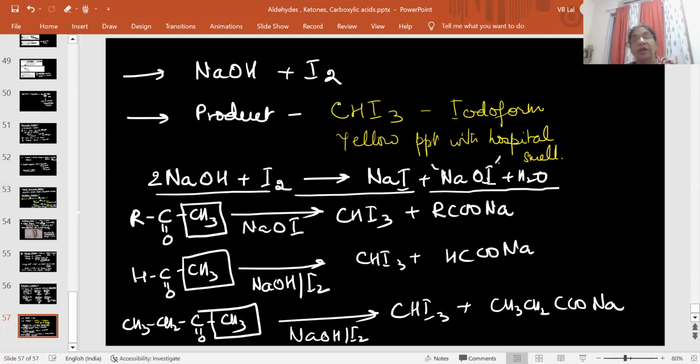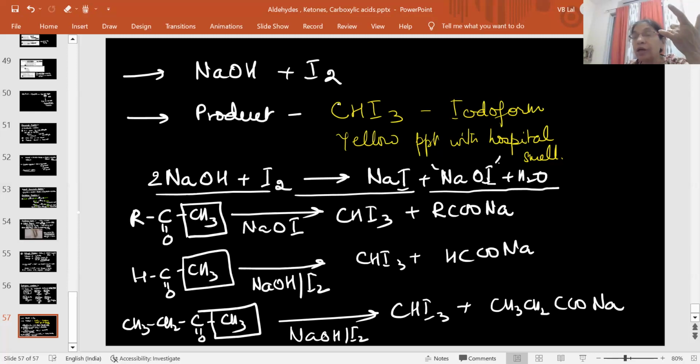Now this is also, you can call it an oxidation reaction, but you get an acid which is one carbon atom less than the number of carbon atoms in the starting compound, but from a ketone you are getting an acid. So this reaction is known as the iodoform reaction.